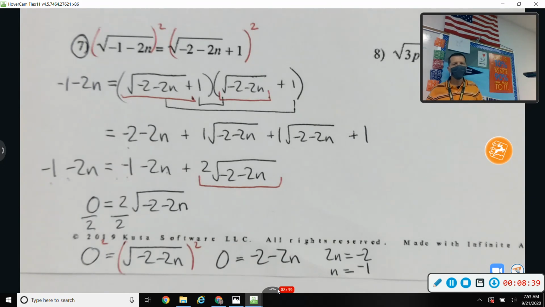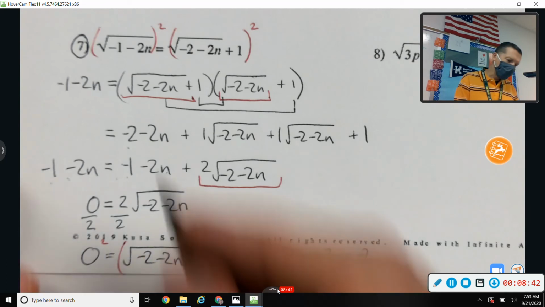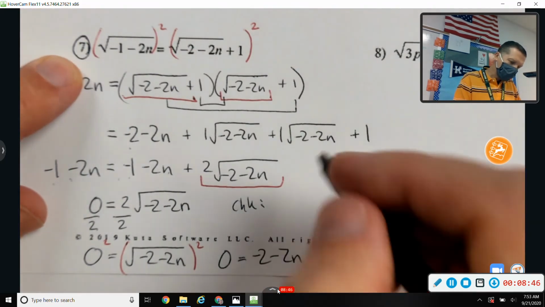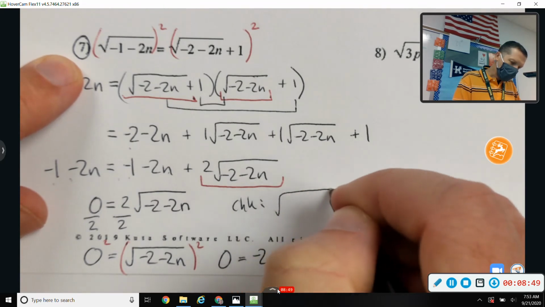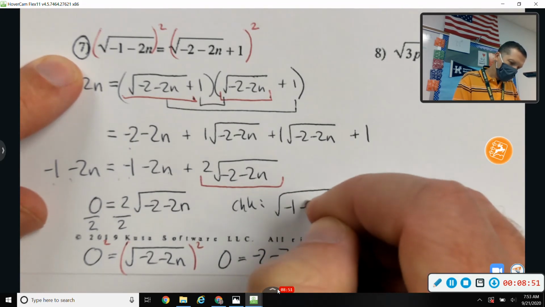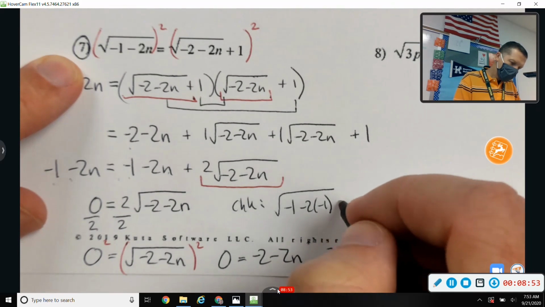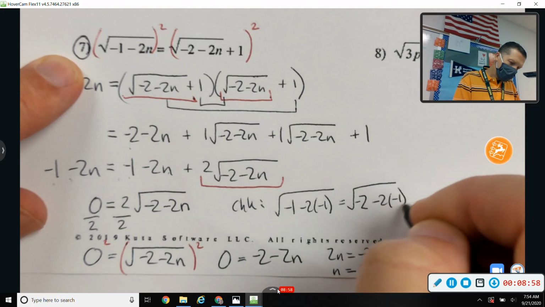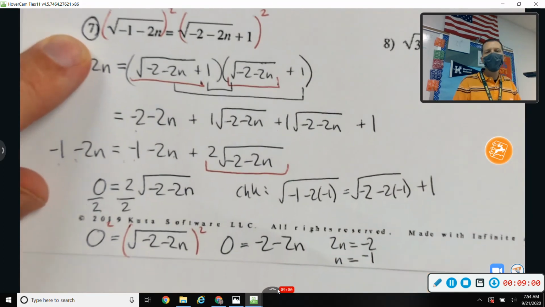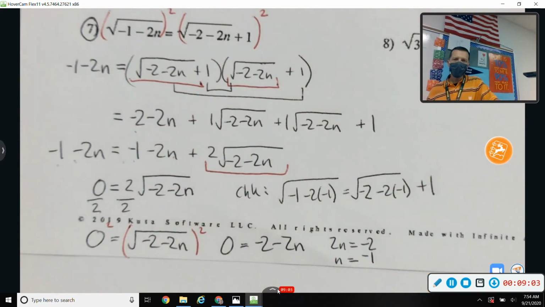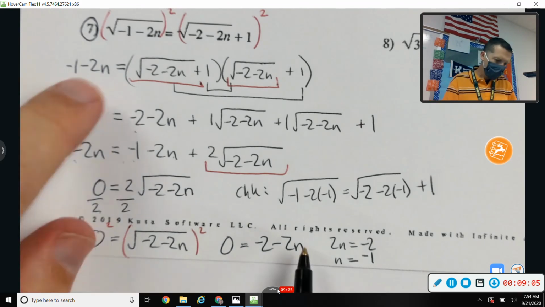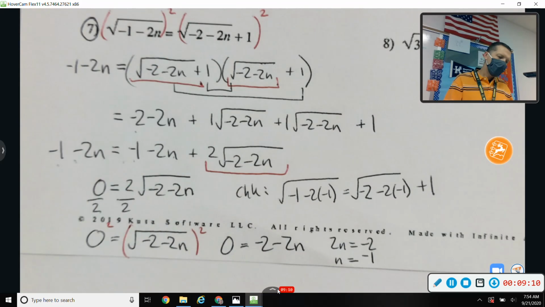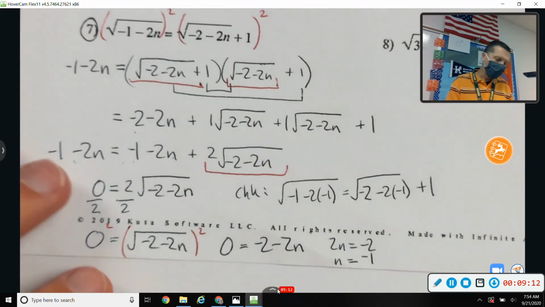Well, checking shouldn't be as long as the problem took. So all the way back in the beginning, everywhere there's an n, we're going to plug in negative 1. Let's see if this works. Everywhere there's an n, we plug in negative 1. Checking to make sure I did that right. Yep.